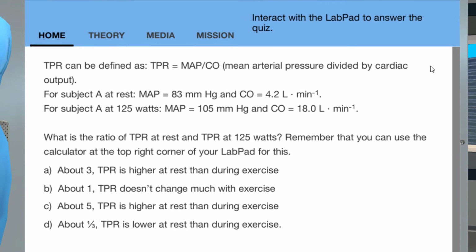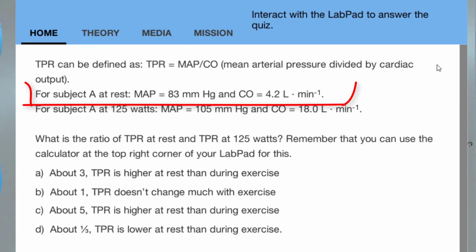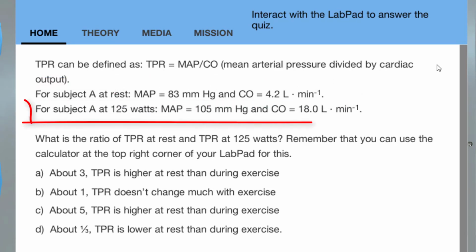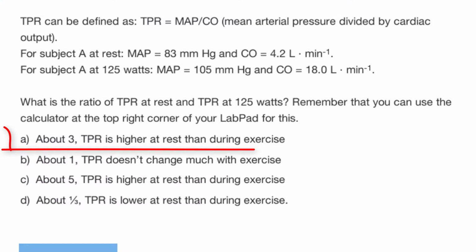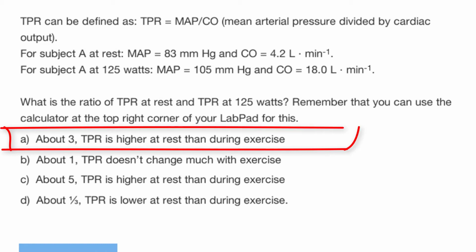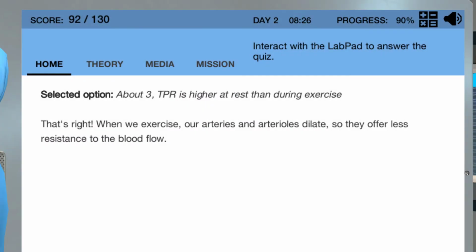For subject at rest, MAP equals 83 mm of mercury and CO equals 4.2 liters per minute. For subject at 125 watts, MAP equals 105 mm of mercury and CO equals 18.0 liters per minute. What is the ratio of TPR at rest and TPR at 125 watts? That's right. When we exercise, our arteries and arterioles dilate, so they offer less resistance to the blood flow.